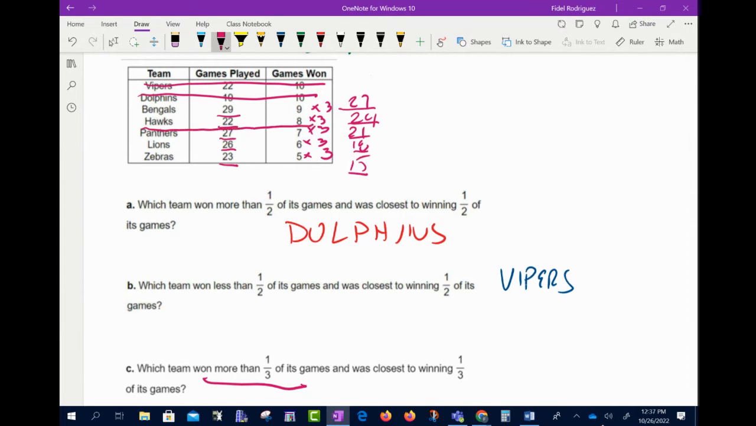And it looks like the Hawks, because 24 is slightly bigger than 22, so they won more, and it's about 1/3, right? How do I know it's about 1/3? Because when I multiply this number by 3, it's close to that number, but this number has to be bigger in order for it to be more than, okay? So again, here I would say this is the Hawks, right? And like 21, it's smaller than 27, so that's not more. 18 is smaller than 26, okay, that's not more. 15 is smaller than 23, okay, that's not more. And that would be my approach and how I would go through something like this, okay?